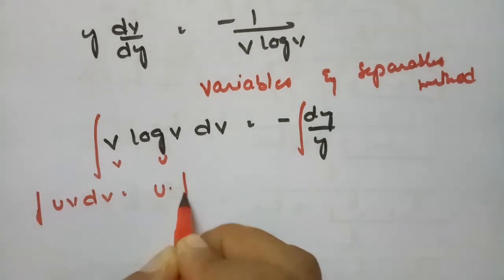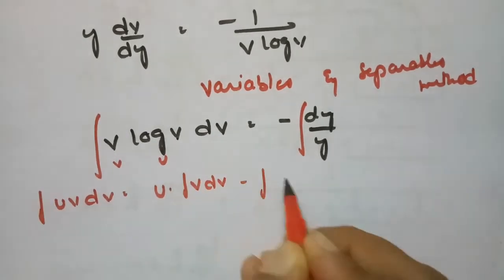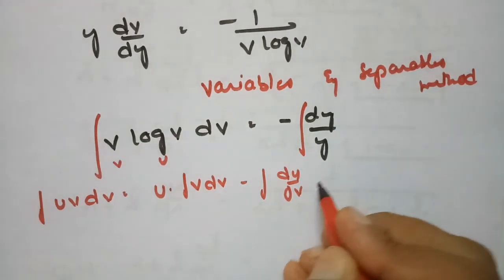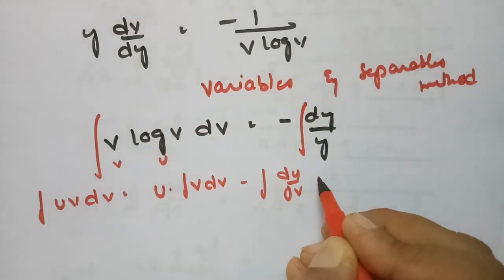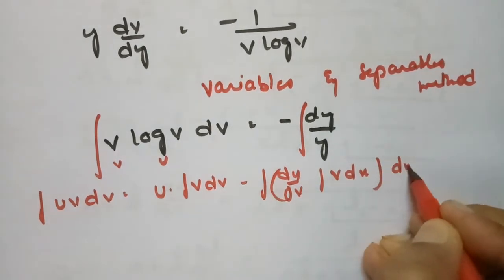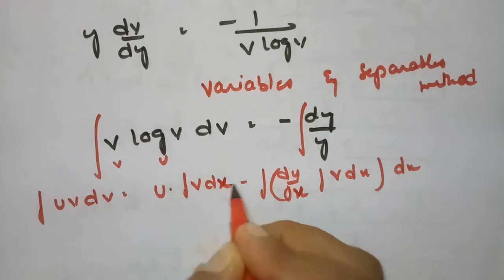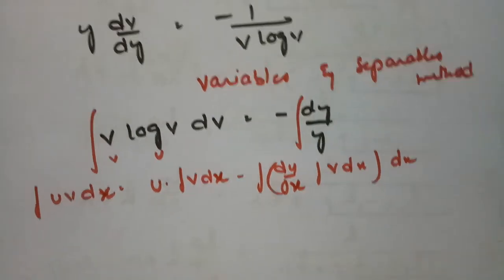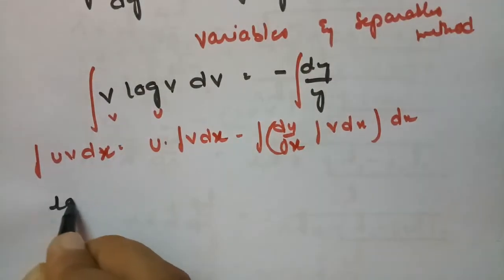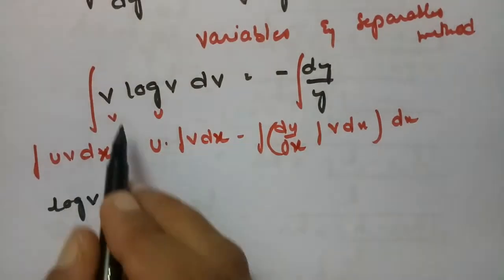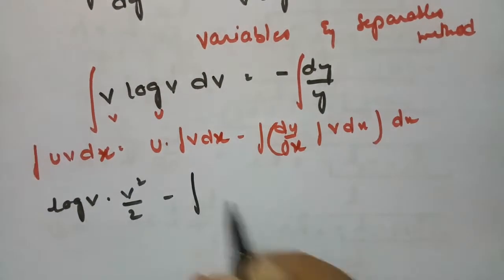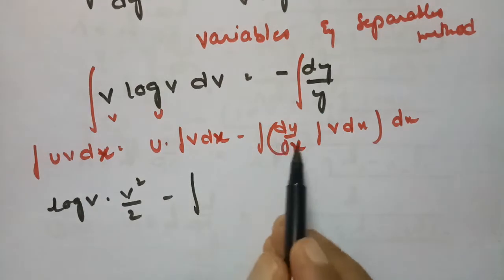and u we have to leave, v we have to integrate, minus the derivative of u times the integral of v, whole dx. See here, so this will be dx and this will be dx and this is also dx. In terms of x we have to do. So now I have to leave log v as it is. The first function v I am leaving and v I have to integrate. So this will be v square by 2 minus, so I have to make a derivative of u.